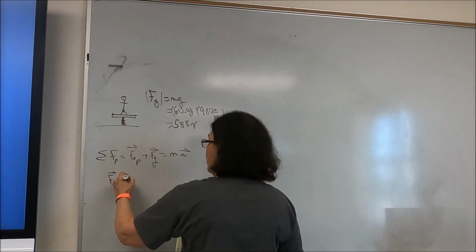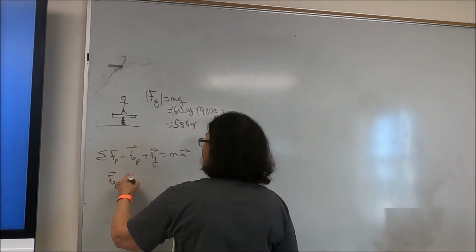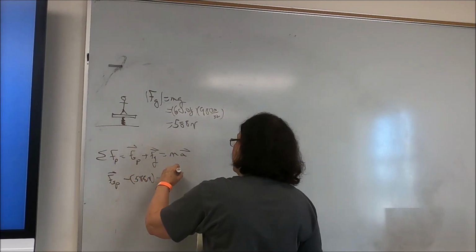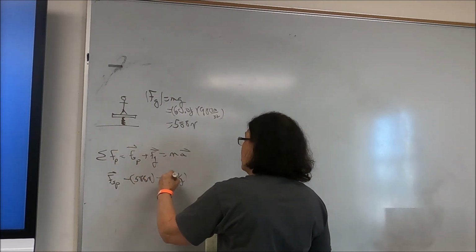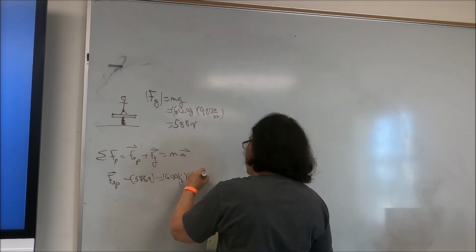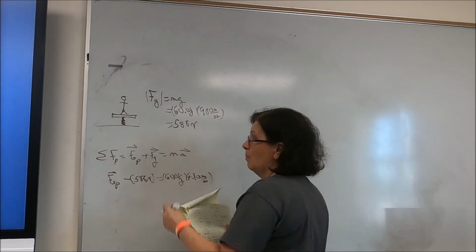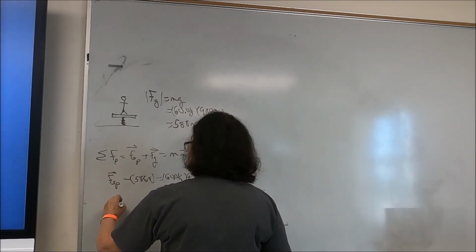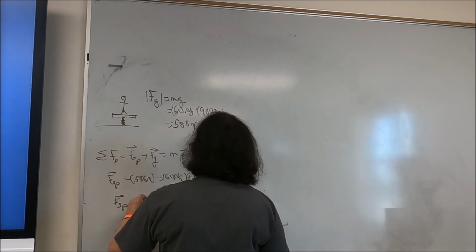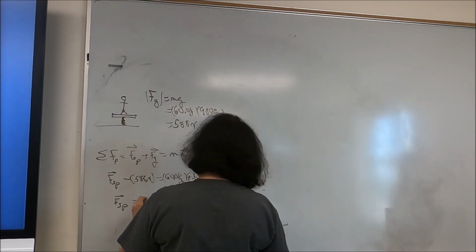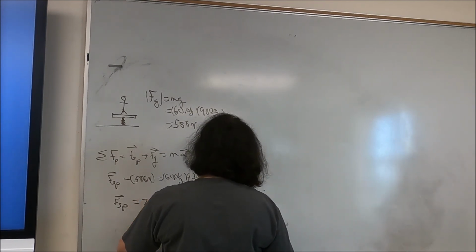Okay, so the force due to the spring minus 588 newtons has to equal the 60 kilograms times the acceleration, which is a plus 3 meters per second squared, because up is positive here. So that force from the spring would equal, I calculated it, 768 newtons.